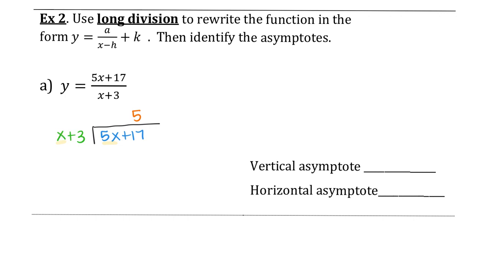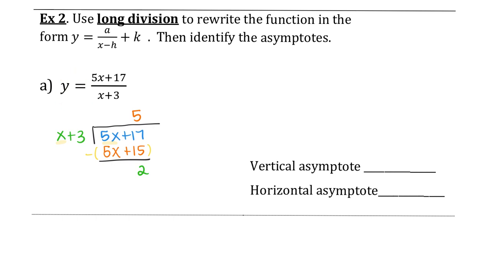So 5 times x is 5x. And then 5 times 3 is 15. And I line it up under the like terms. The one thing to remember is that we are subtracting down. So if I do 5x minus 5x, they cancel. And then this is 17 minus 15. If I do 17 minus 15, what am I left with? 2.